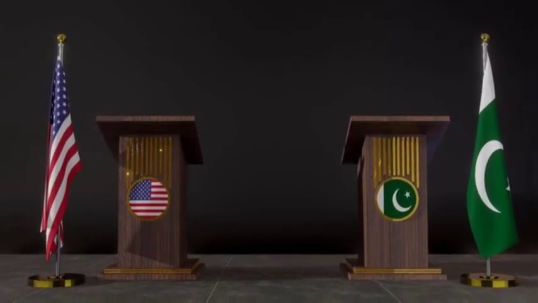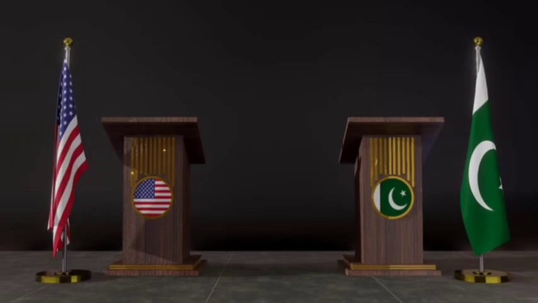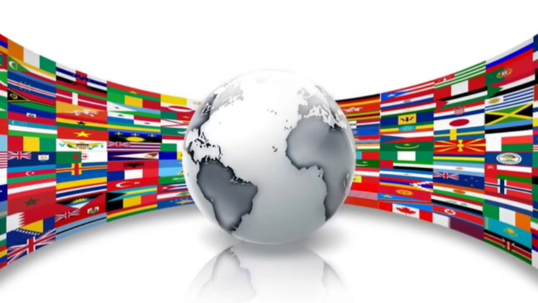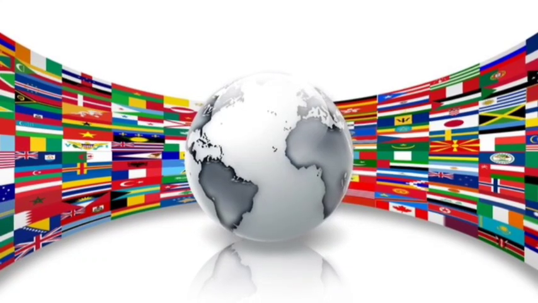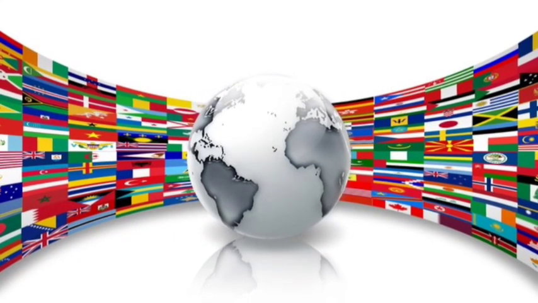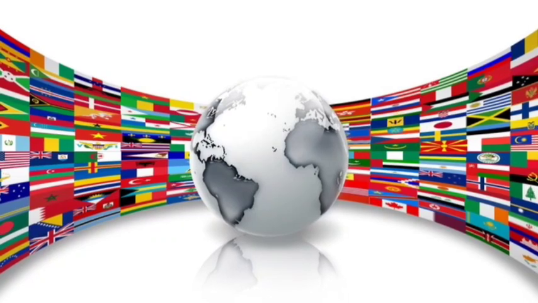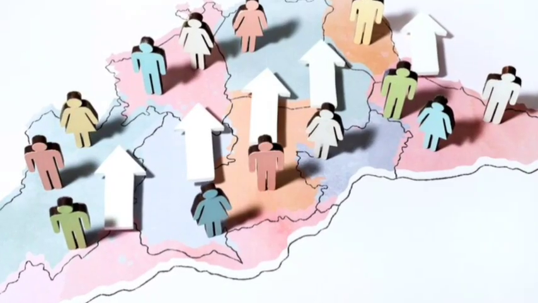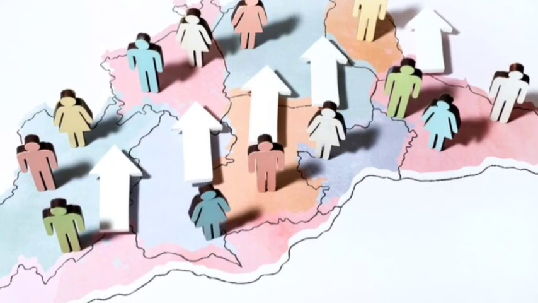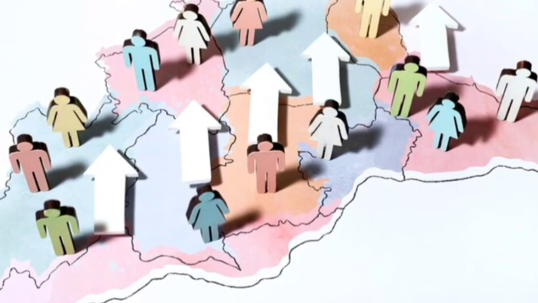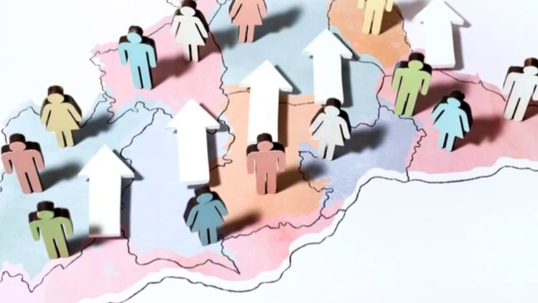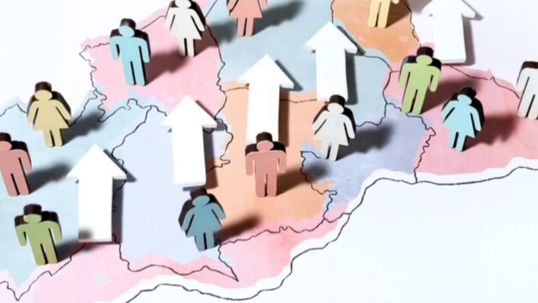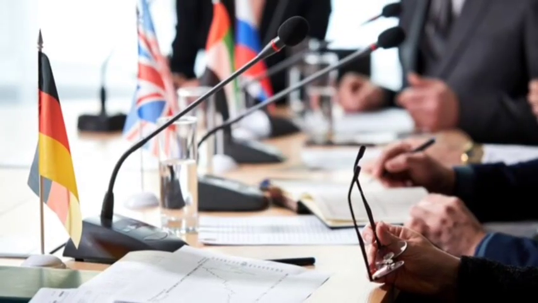Key features of international politics. International politics has many special features. These features help us understand how countries behave and why. Number one, sovereignty. Every country has full control over its own land, people, and laws. This is called sovereignty. No one can tell a country what to do unless they agree to it.